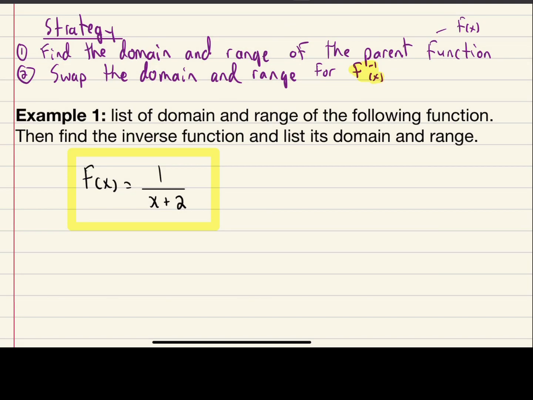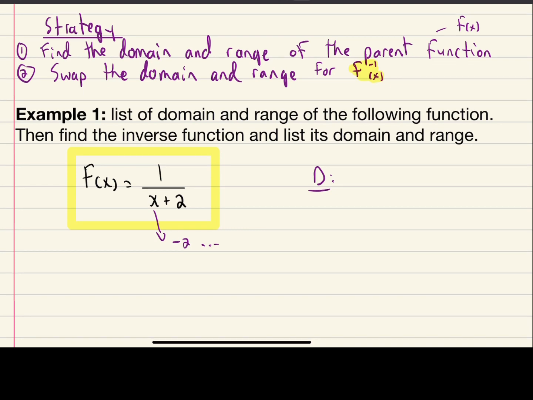So example 1: list the domain and range of the following function, then find the inverse of that function and list its domain and range. The first thing we're going to look at is the domain. There are no other restrictions listed here, so we know that the domain is going to be all real numbers. However, x cannot be negative 2. Why? Because that would give a value of 0 for the denominator, and you cannot divide anything by 0.